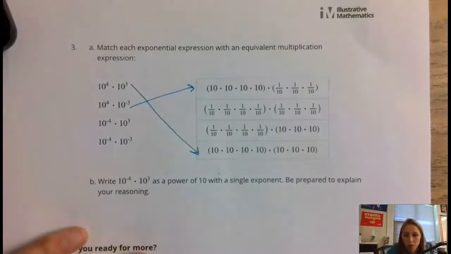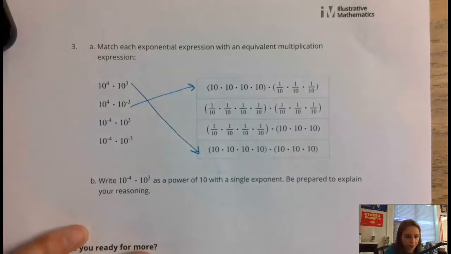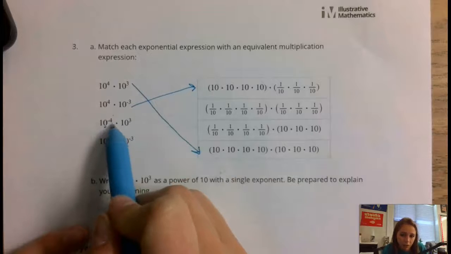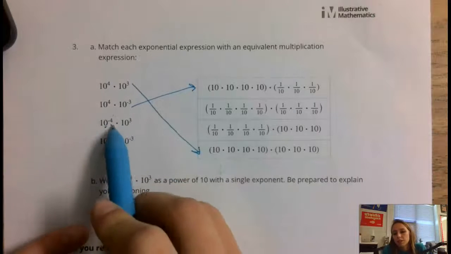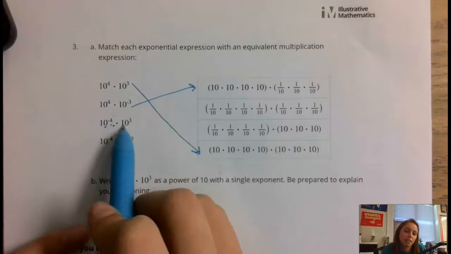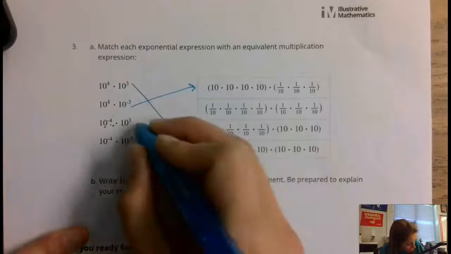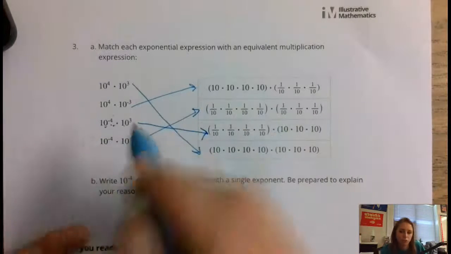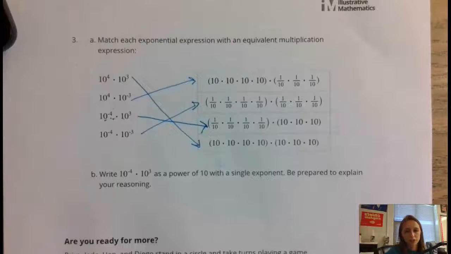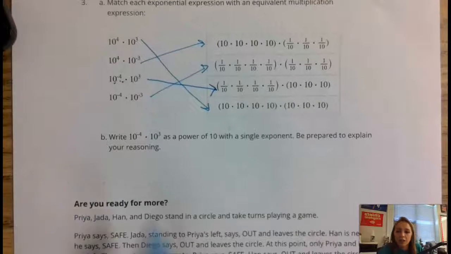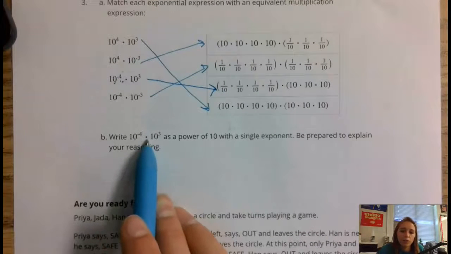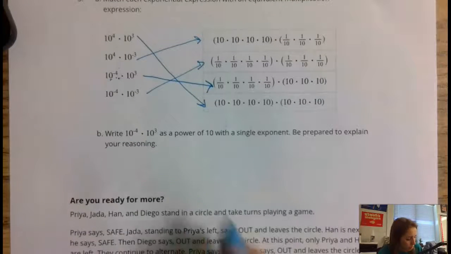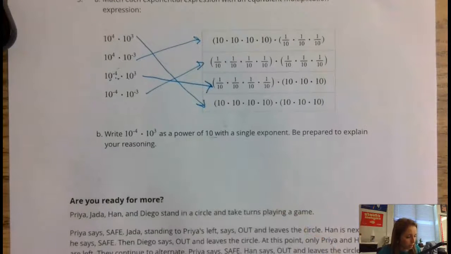I want you to go ahead and pause and see if you can match the rest. Okay, we have 1/10 because it's negative, so we're going to be dealing with a fraction, times itself 4 times, and then 10 times itself 3 times. That goes right here, and then the last one matches up there. Both of those are negative, so we're going to be dealing with fractions. Now it says write 10 to the negative 4th times 10 to the 3rd power as a power of 10 with a single exponent.